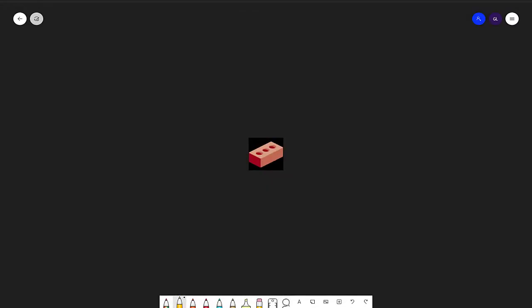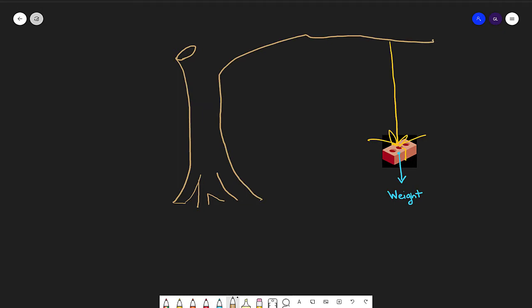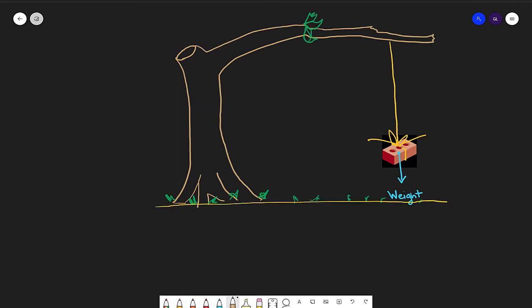Let's take a moment to talk moments. We begin our lesson today with a simple brick with a string tied around it. Our brick has some weight associated with it, and what we're going to do is tie our brick to a tree branch.